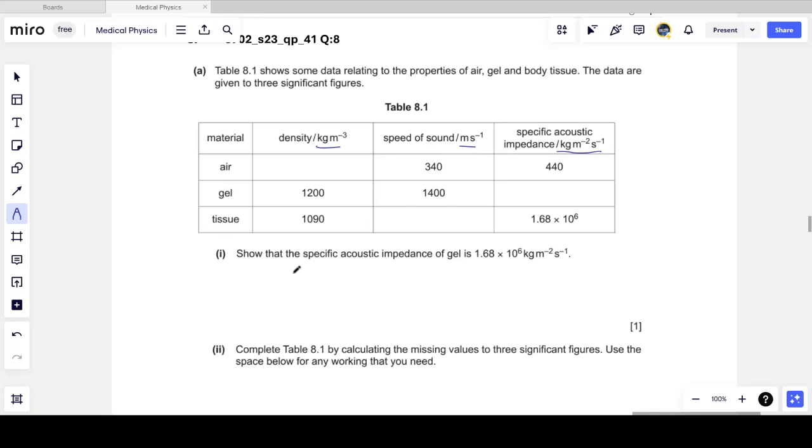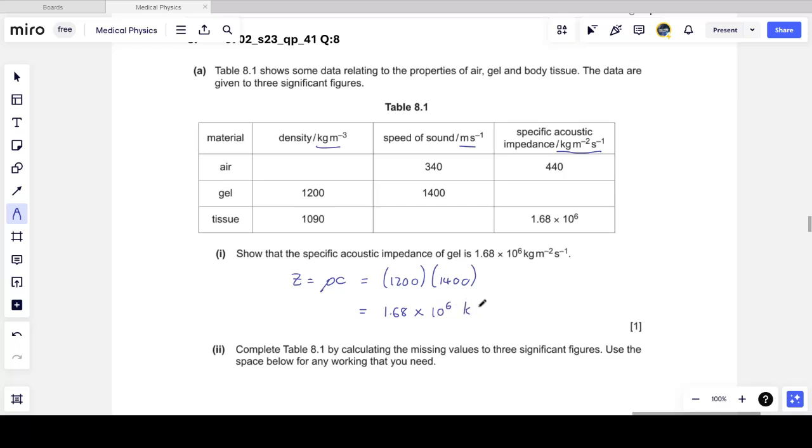But I want to find the specific acoustic impedance, which is Z, for gel. So the last cell in the second row here is missing. What I know is Z is the density of the medium times the speed of sound in that medium. Z is rho times C. This is just by definition. It's a definition of specific acoustic impedance. And the value for rho is 1,200. The speed of sound in gel is 1,400. If I multiply them together, guess what I get? I get 1.68 times 10 to the power 6 in the correct units.